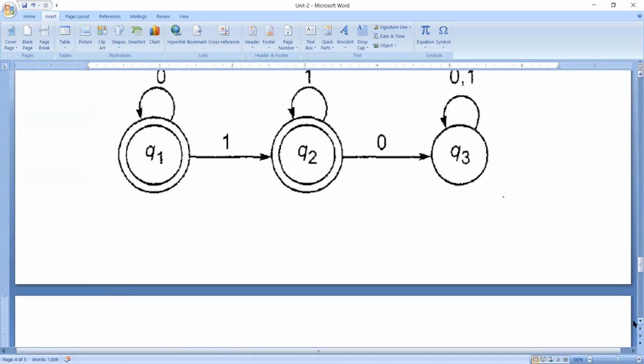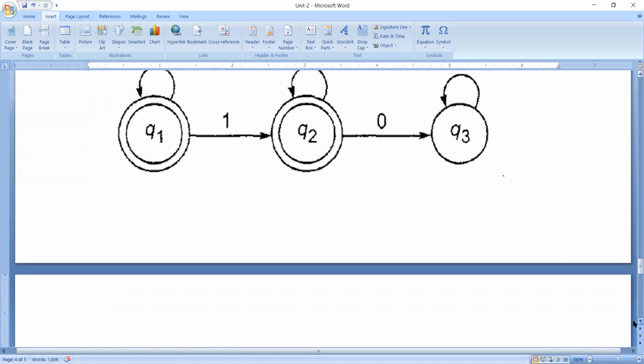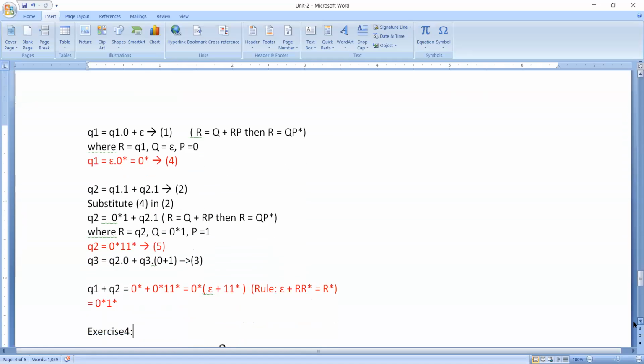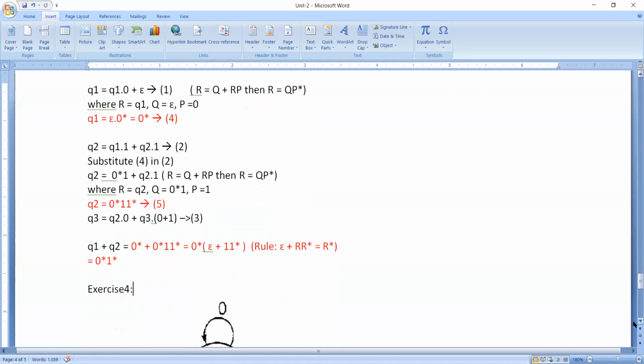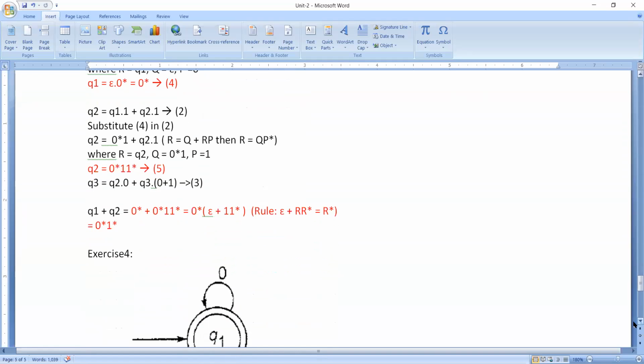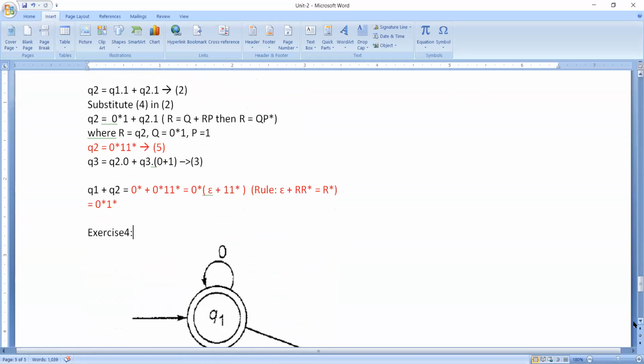Understood? Okay, so this is how we find the regular expression for our given DFA using Arden's theorem.